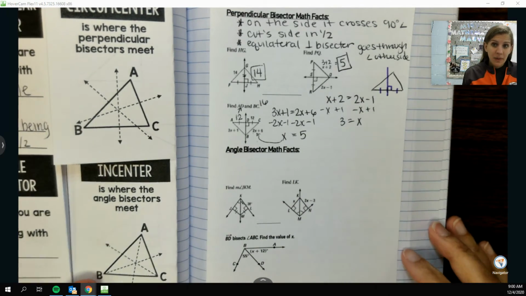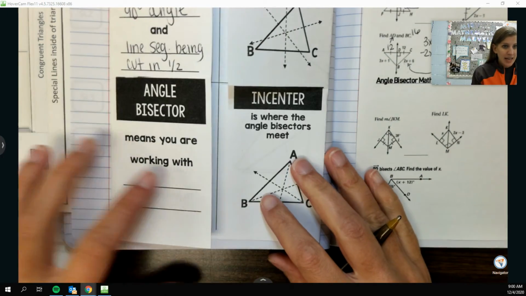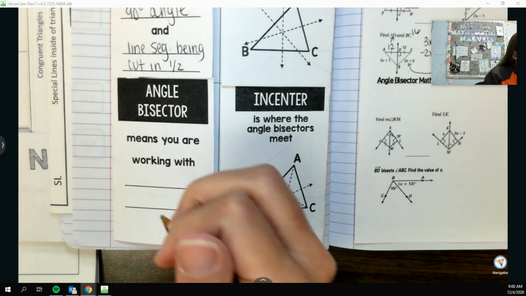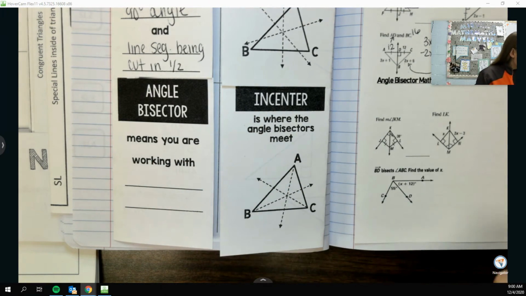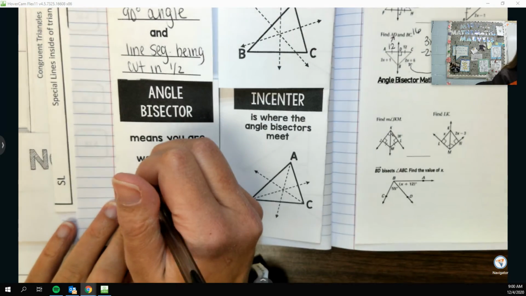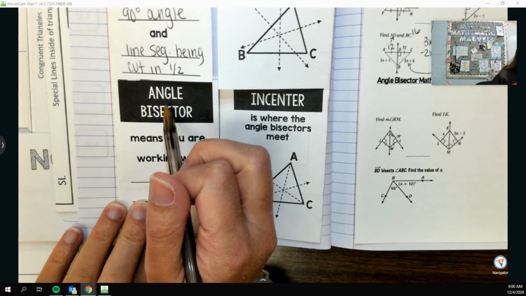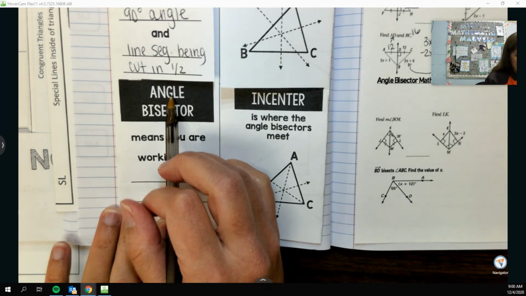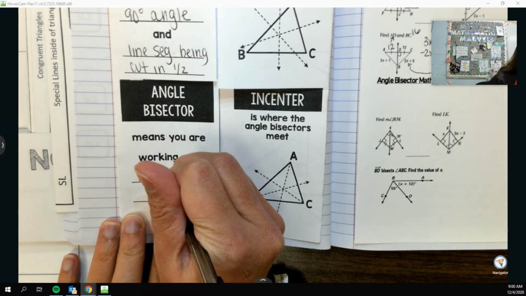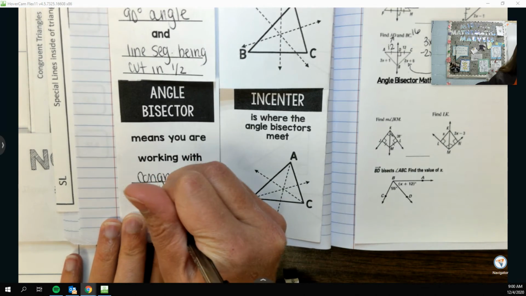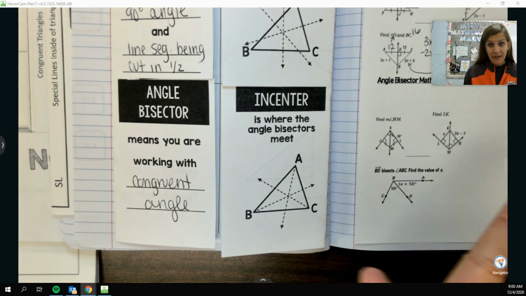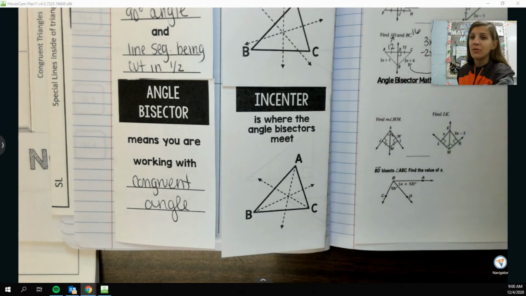Okay, now the other one we have is an angle bisector. An angle bisector means that we are working with a ray, and what happens when I bisect an angle is I'm dealing with congruent angles. That's because when I cut it in half, each side's the same, so we can set stuff equal. We can use our little baby formulas to do that.